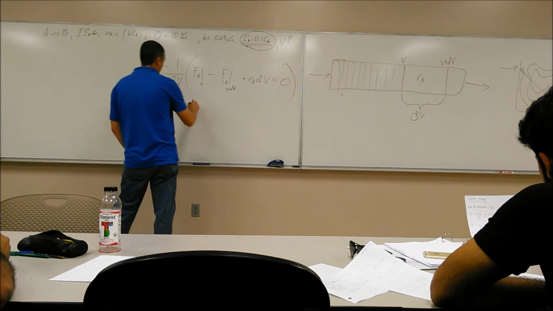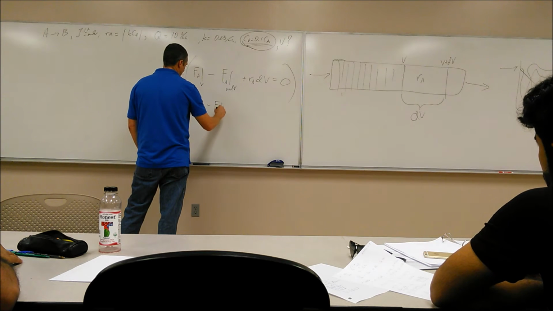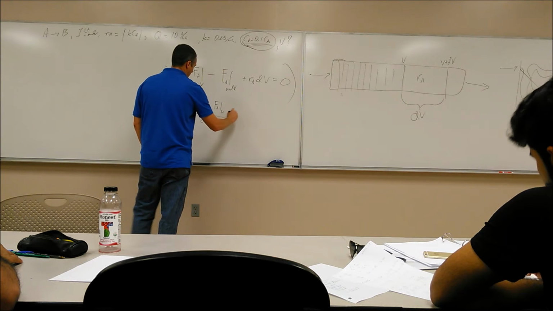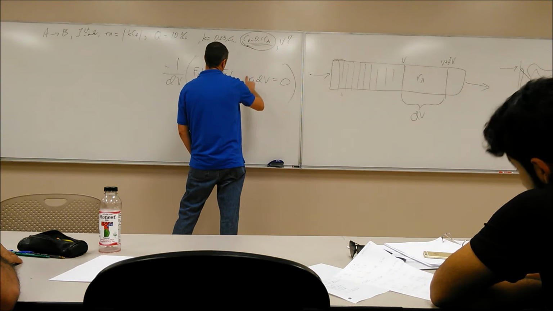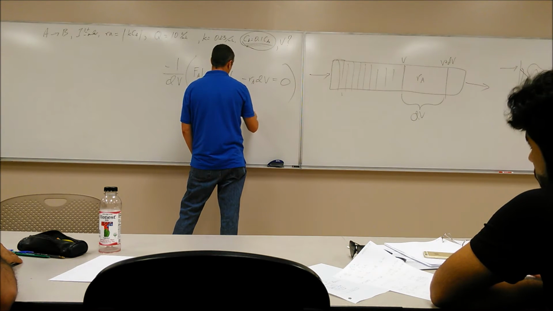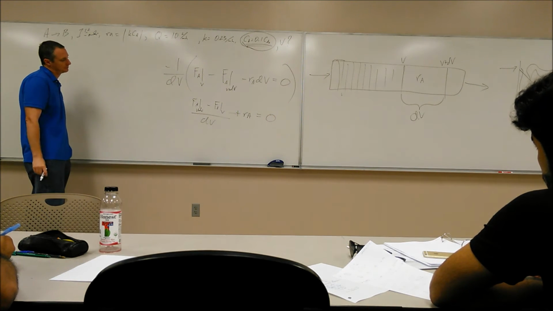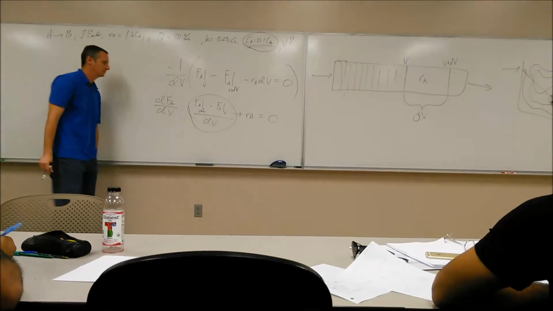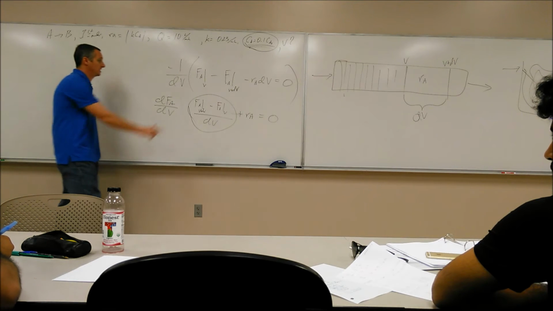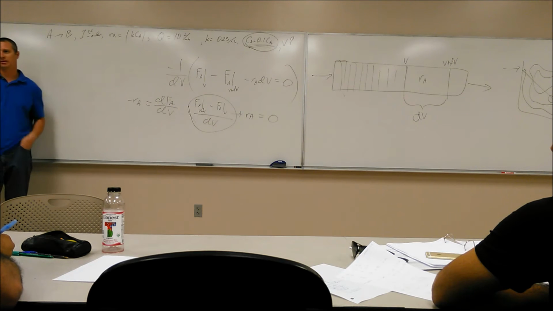then you're going to end up with FA at V plus dV minus FA at V divided by dV, minus RA becomes plus RA equals 0. This right here, if you remember from calculus, that's the definition of a derivative. Take the RA to the other side, equals minus RA. It's your equation for your plug flow reactor. It's just the definition of a derivative.